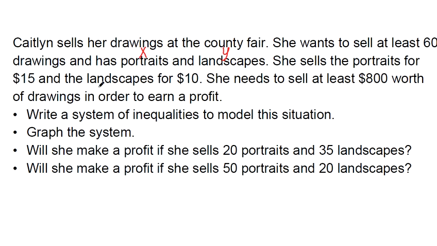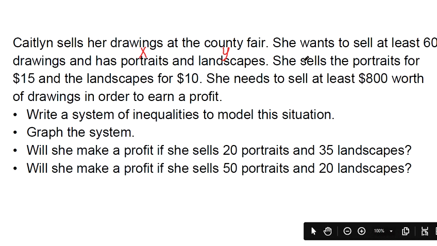So the only thing that can change here are the number of portraits and the number of landscapes, the drawings that Caitlin sells. I don't know what they are. We're told that she wants to sell at least 60 drawings. So portraits and landscapes are two different types of drawings. If we add the number of portraits plus the number of landscapes, we need that to be greater than or equal to 60 in order to be at least 60 drawings.